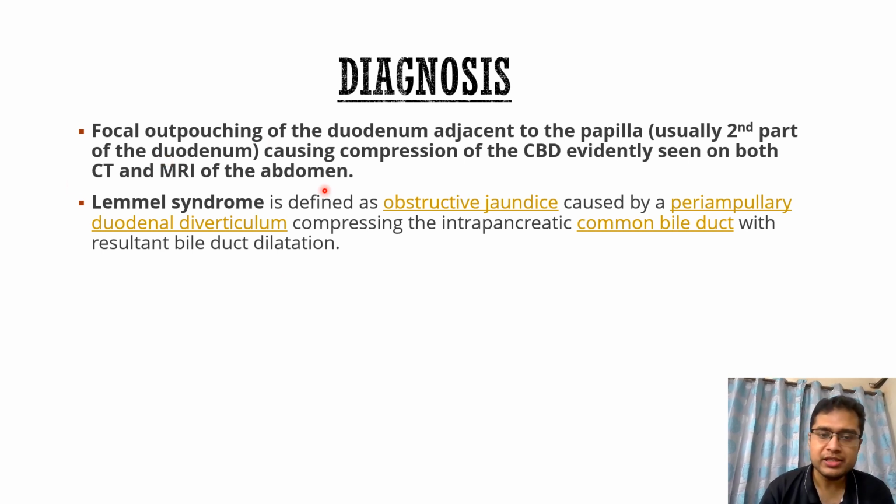And it's called Lemmel syndrome, which is defined as obstructive jaundice caused by periampullary duodenal diverticulum compressing the intrapancreatic common bile duct with resultant bile duct dilatation. So actually the duodenal diverticulum was the cause of obstructive jaundice here. So congratulations to everyone who got the diagnosis correct.